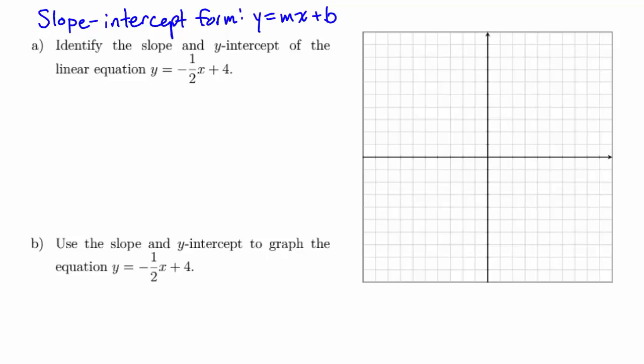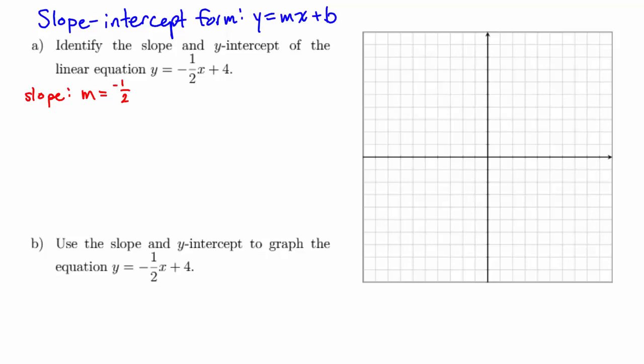So for this first part, we're told to identify the slope and y-intercept of the linear equation y equals negative 1/2 x plus 4. And then in the second part, we're asked to use that slope and y-intercept to graph the equation. So for this first one, we have y equals negative 1/2 x plus 4. And m is the coefficient on x, which in this case is negative 1/2. So we know that our slope for this line is negative 1/2.